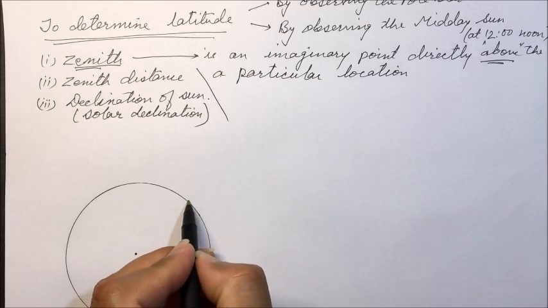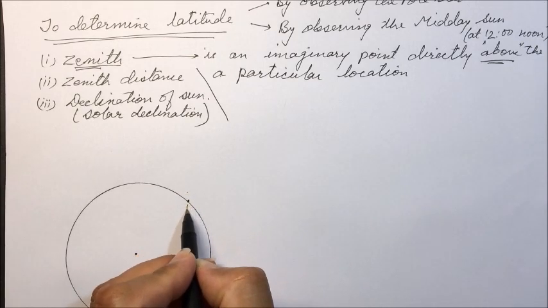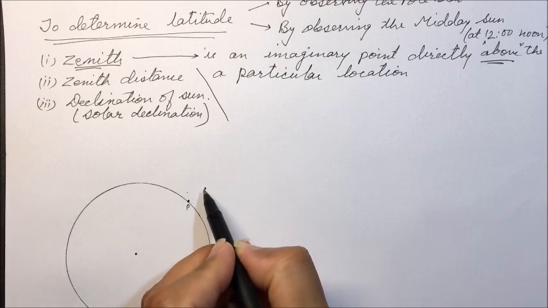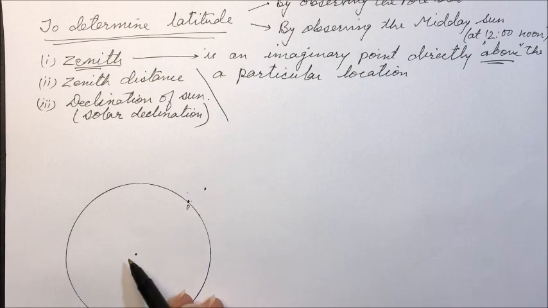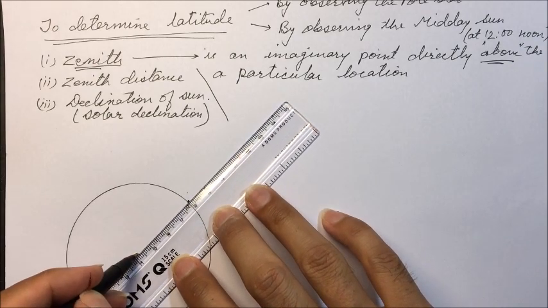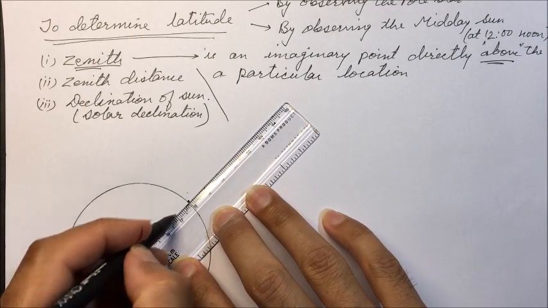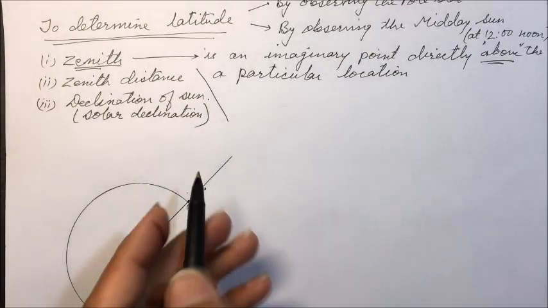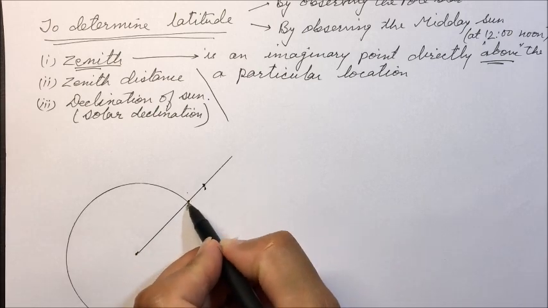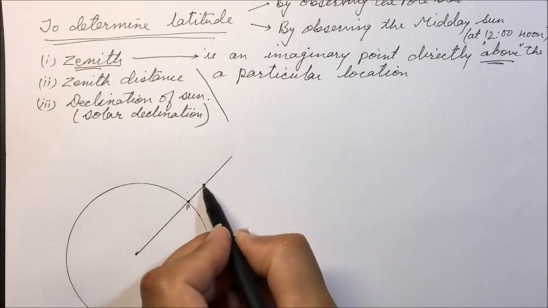For example, we take this location P. So a point directly above this location. So directly overhead. So if we join from the center, they will lie in the same line. So here is our zenith point. So from the center, if we draw a line joining the location, it will pass through the zenith point. This is our zenith point.